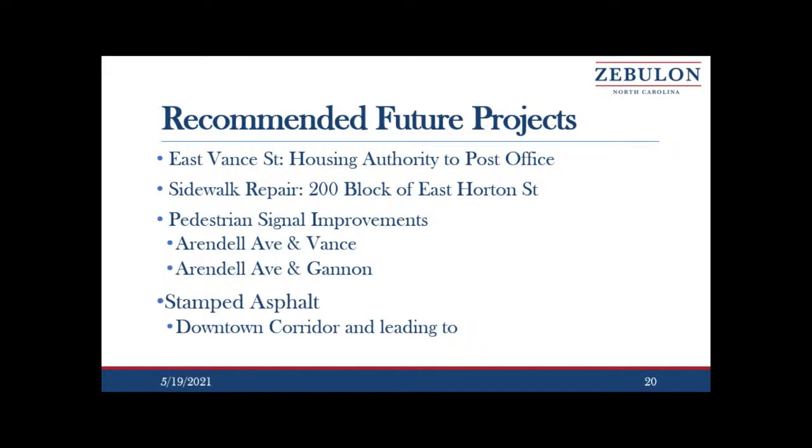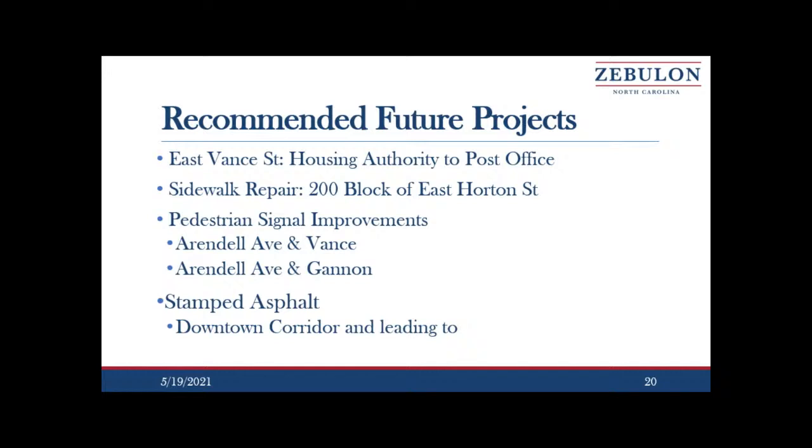East Vance Street from the Housing Authority to the post office is an area that we think should be considered for sidewalk opportunity. There's also sidewalk repair on the 200 block of East Horton Street. One of the reasons you're not seeing that move forward fairly quickly is because as you do a streetscape plan, that might be something that you would tie in to that process.